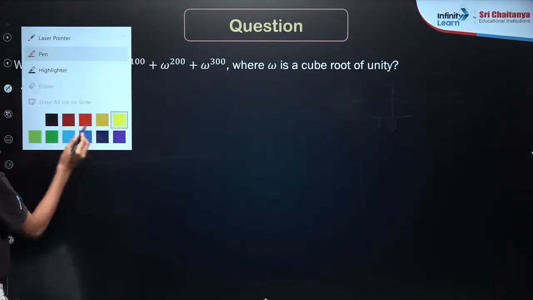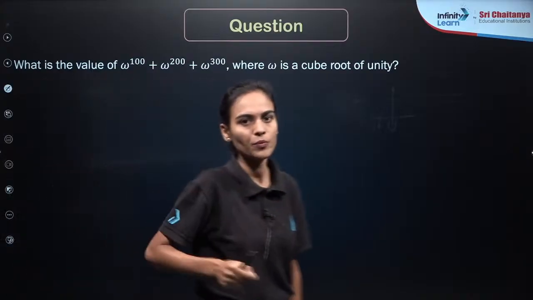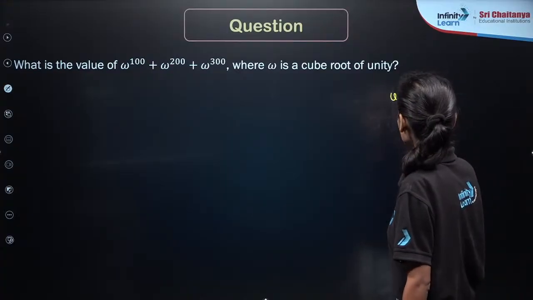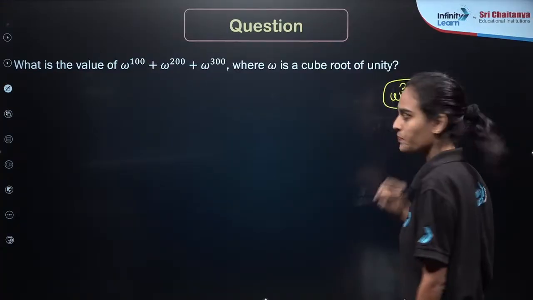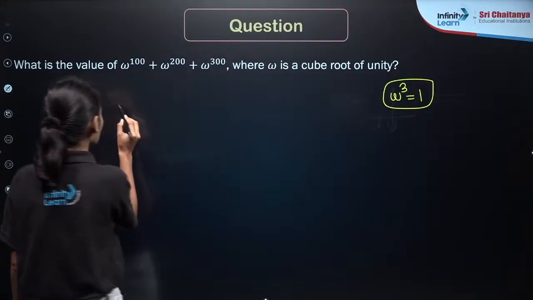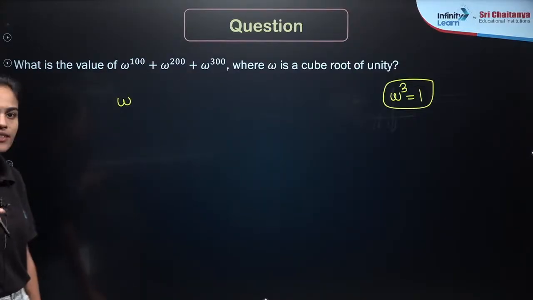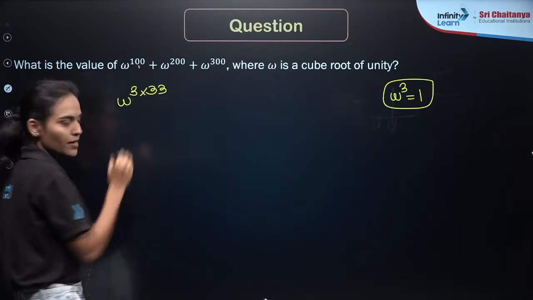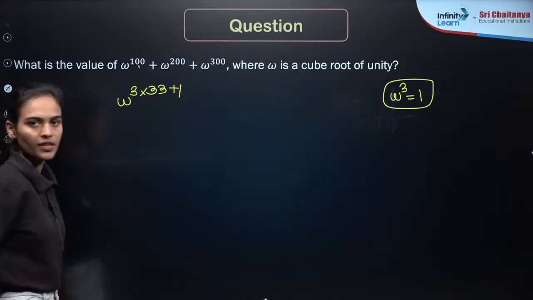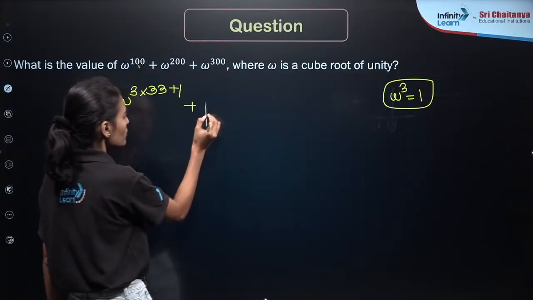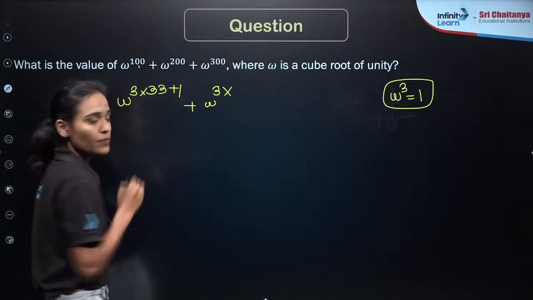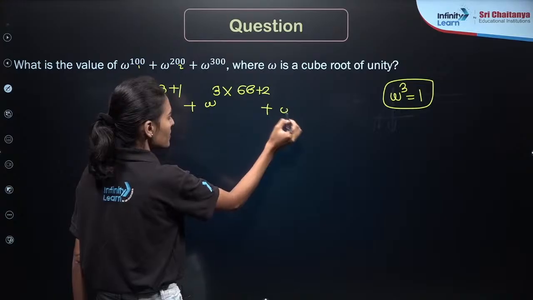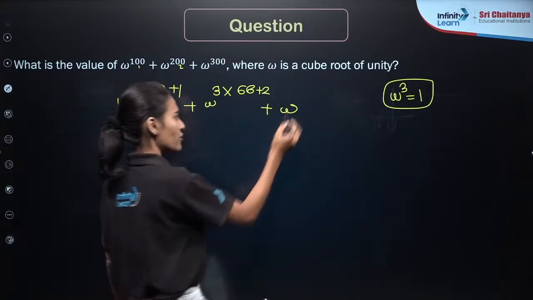Now see, the question will come like this, where they will give high powers of omega. One thing we know, omega is a root for x cube equal to 1, so omega cube is 1. Use this cleverly. Now what to do: omega to the power 100, divide 100 by 3. 3 3s are 9, 3 3s are 9, remainder is 1. So it is omega to the power 3 into 33 plus 1, that is 99 plus 1. Next, this is omega to the power 3 into 6 are 18, plus 2. Next, this is omega to the power 300, which means 3 into 100.